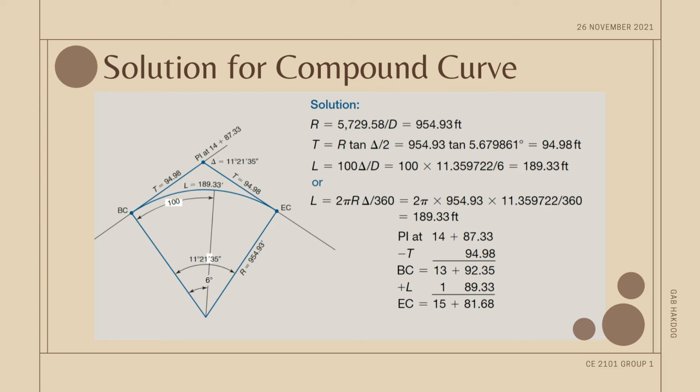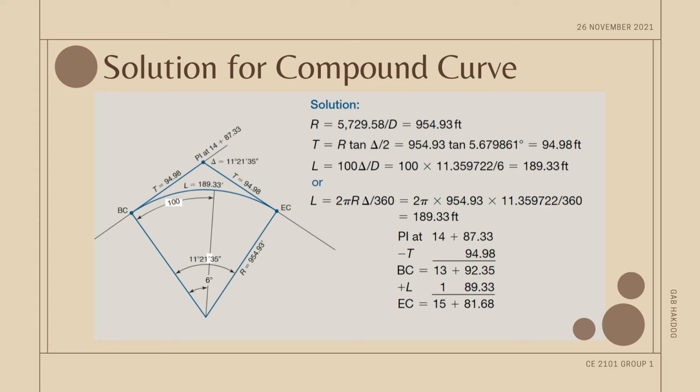We shall now seek the value for L, or length, of the curve, with the formula being 100 delta over D. Substitute, and we now have 100 times 11.359722 divided by 6, which now equals 189.33 feet.